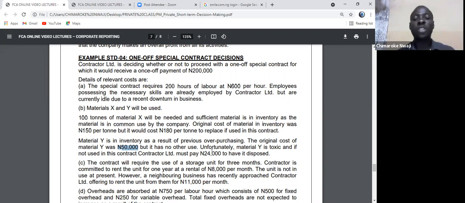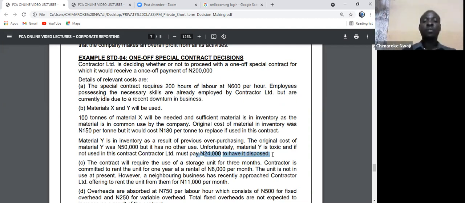Now, unfortunately, material Y is toxic. When we say something is toxic, it means it's poisonous. It means it should not stay long. And remember, they have over purchased. So it means that the company will take what it needs and there will be an extra. And so we say it has been over purchased. And here the question says, if it is not used in this contract, the company will go and pay 24,000 naira to get it disposed.